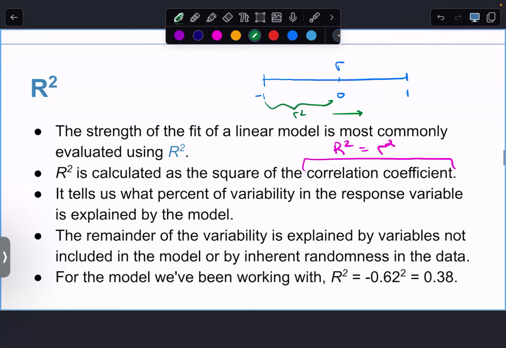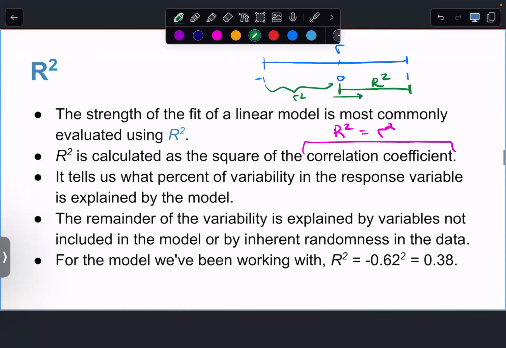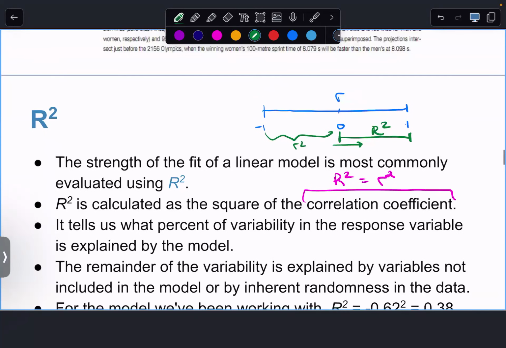And so R squared is between 0 and 1. R squared is a percentage. It's a proportion because it's between 0 and 1, but usually we report it as a percentage. But then if we have to do any math with it, we convert it to a proportion again. And we're used to doing that. Okay.